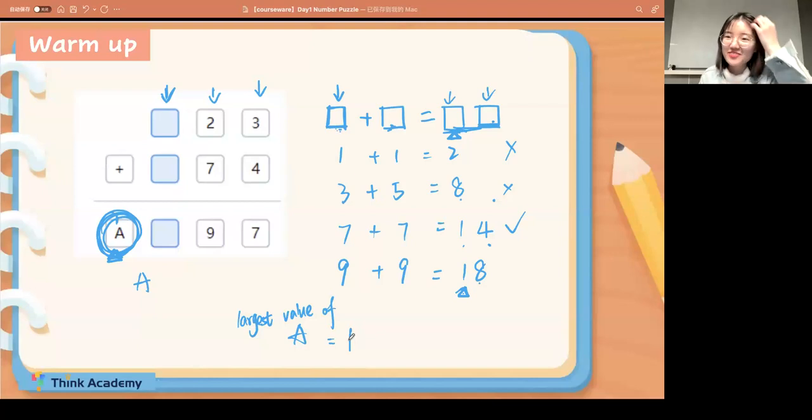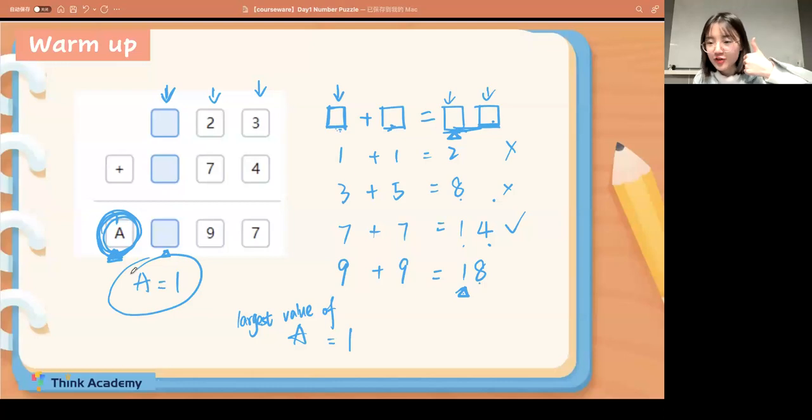No, because if A is 0, then there will be no A. So A cannot be 0, and the largest value of A will be 1. So it means A can only be 1. Okay, can you follow me? Why for yes and for no? Does it make sense? A can only be 1.